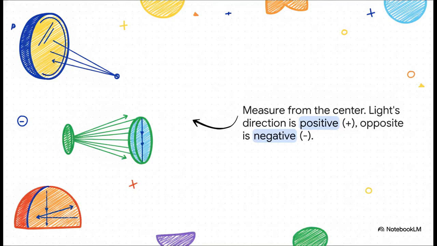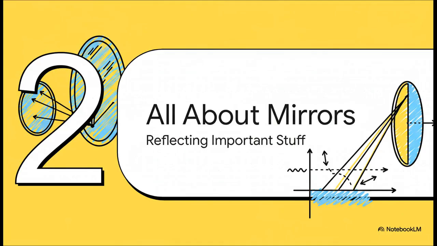It's actually very simple. Rule number 1. Every single distance is measured from the center. For a mirror, we call it the pole. For a lens, we call it the optical center. Just think of it as the origin on a graph. And rule number 2 is even easier. The direction in which the light is traveling, that's our hero. It's always positive. Any distance we measure in the opposite direction, that's the villain, and it's negative. That's it. Perfect. Now that we know our signs, let's use this new superpower on spherical mirrors.